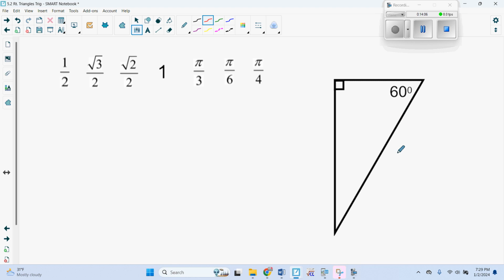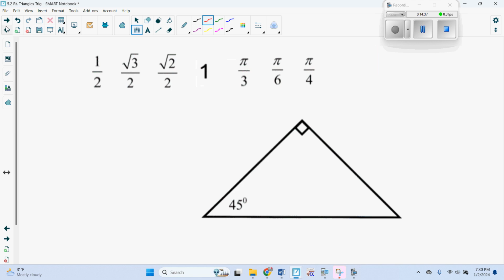Okay, we know the hypotenuse is always 1. We know this is 60, so that tells us this angle here is 30, but we don't have a 30, we have a pi over 6. Now we know the side opposite the pi over 6, or opposite the 30, is 1/2, and the side opposite the 60, or pi over 3, would be square root of 3 over 2. So we just want to make sure we understand those.